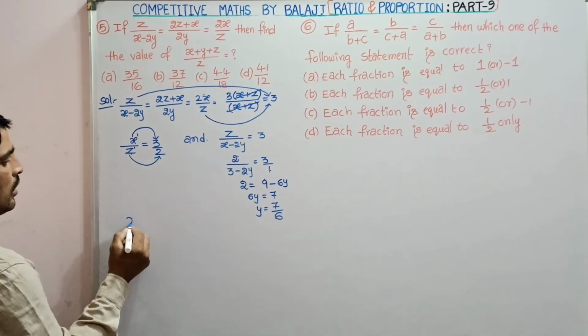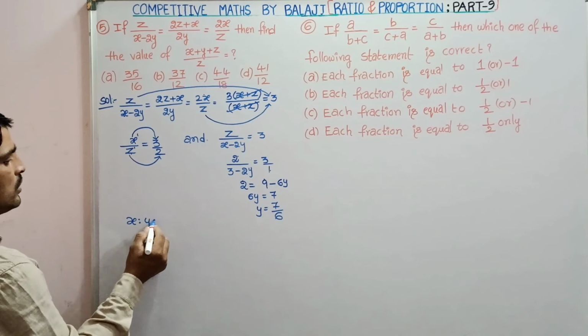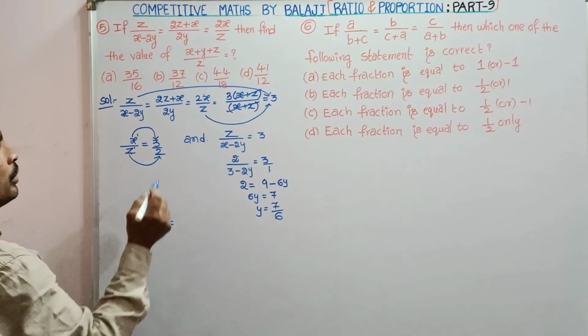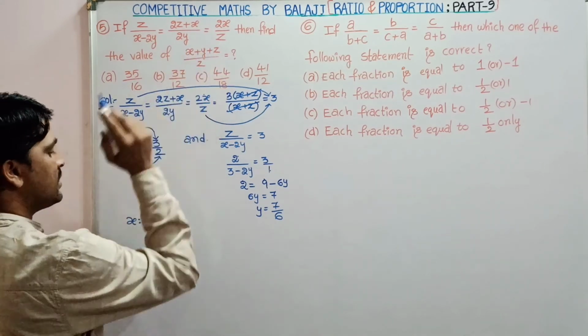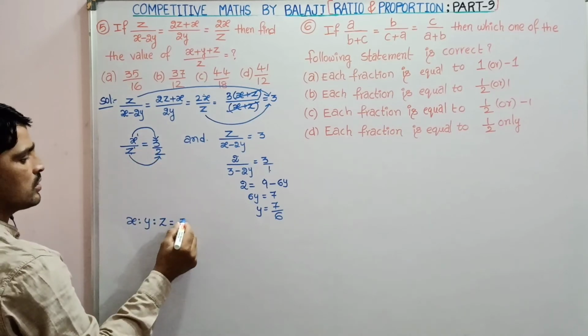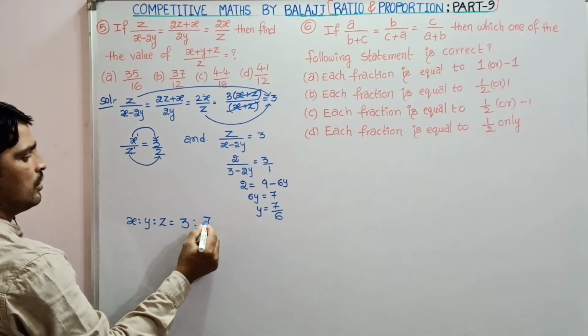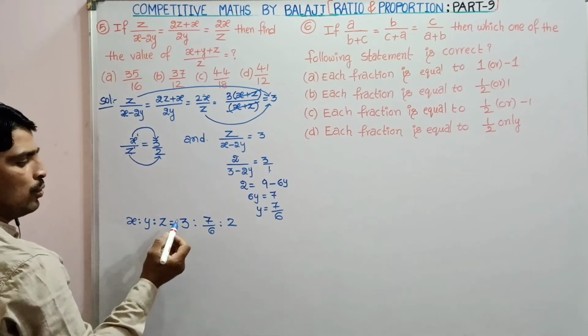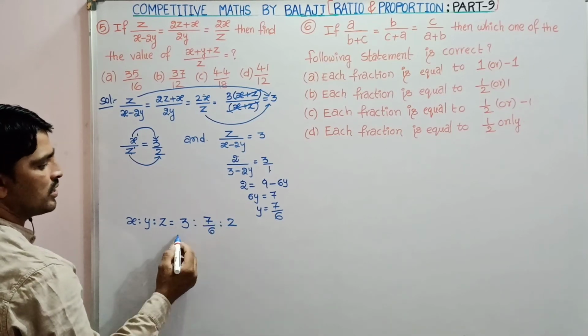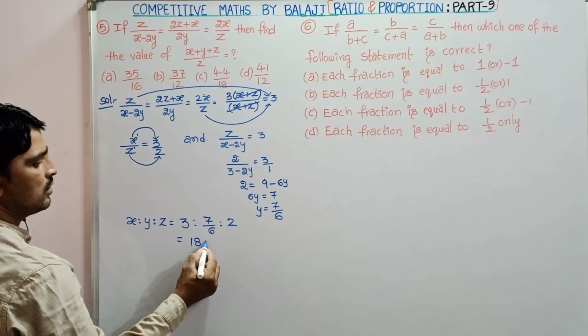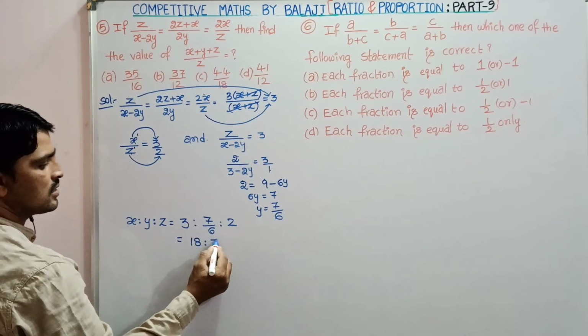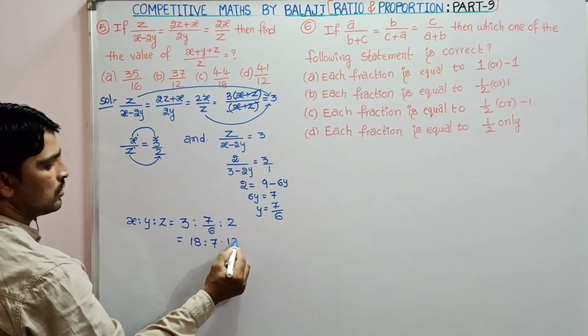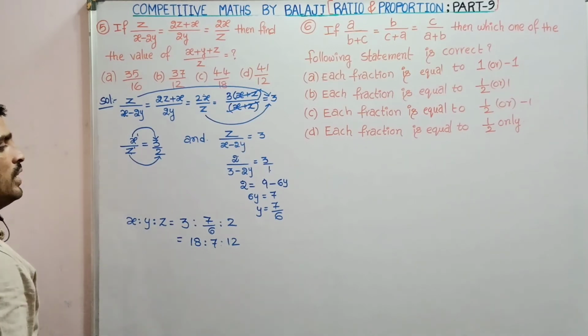Now consider x is to y is to z, as we have to find x plus y plus z by z. That is, x ratio is 3, is to y value is 7 by 6, is to z value is 2. So multiply each term by 6: 6 threes are 18, 6 by 6 cancels to 7, 6 twos are 12. This is x is to y is to z.